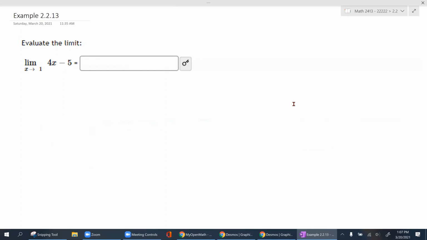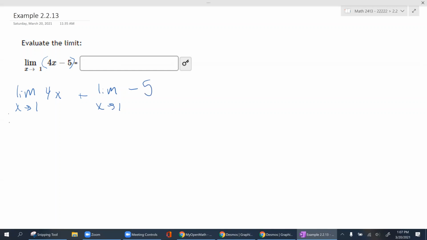Specifically here, I'm going to use the sum law for limits, which is the first one. It states that if you're taking the limit of, let's say, a polynomial, you can take the limit of each individual piece, and sometimes it's easier to do that. The limit as x approaches 1 of the first one plus the limit as x approaches 1 of the second one.